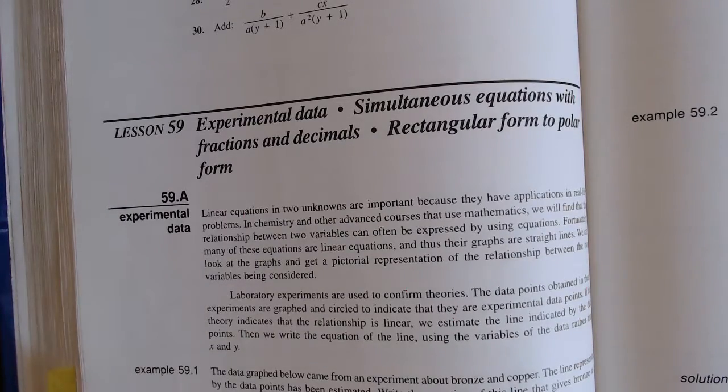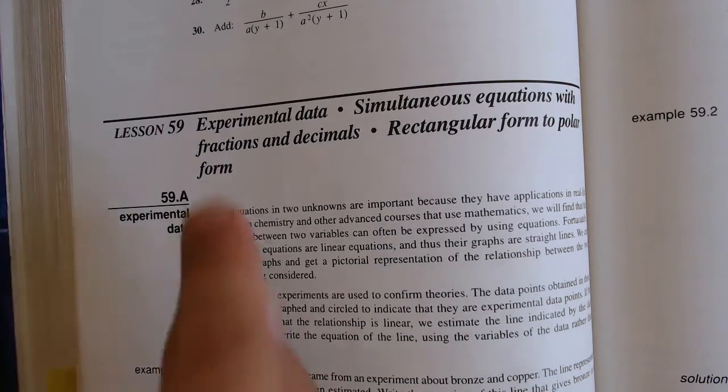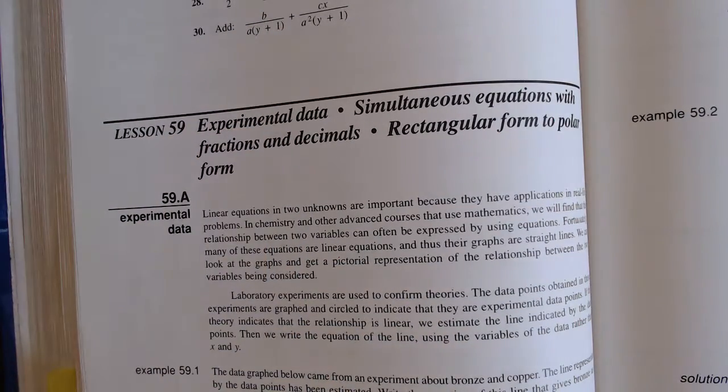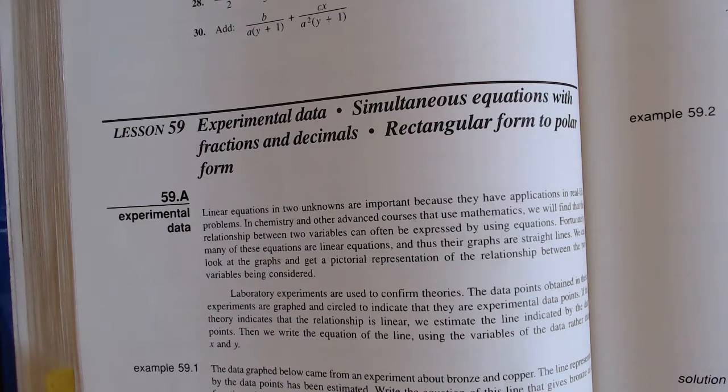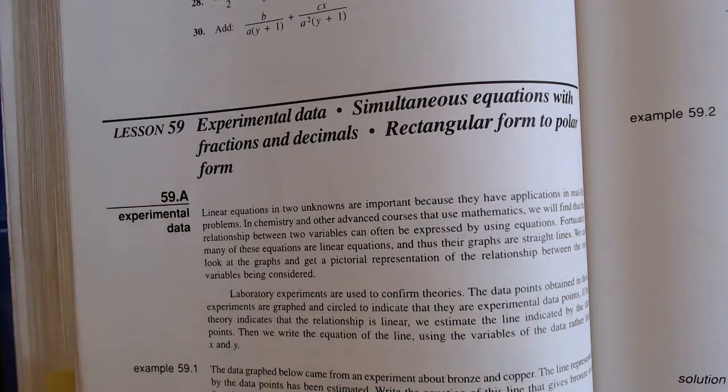Algebra 2, Lesson 59: Experimental Data, Simultaneous Equations with Fractions and Decimals, and then Rectangular Form to Polar Form. For two of these problems, we're going to be using our calculators. On Experimental Data, this is like a science-like problem, which is why we'll be using our calculators, because we want as exact an answer as possible. And then Rectangular Form to Polar Form, we'll be using trigonometric identities. So again, we'll be needing our calculators.